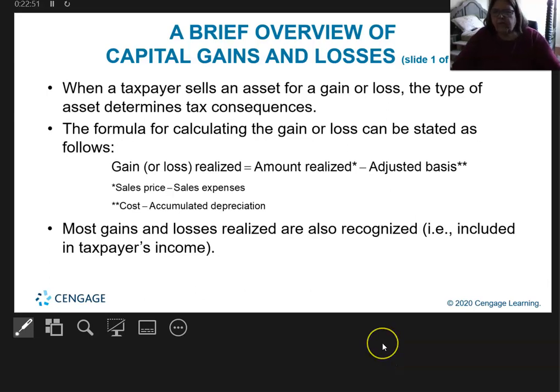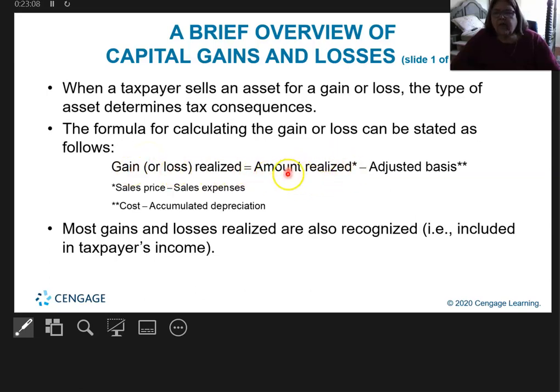So this is going to be a brief overview of gains and losses, and this will be my last video for this chapter. If you sell an asset and you have a gain or loss, you have to determine what type of gain or loss it is. So here's the formula for calculating it.